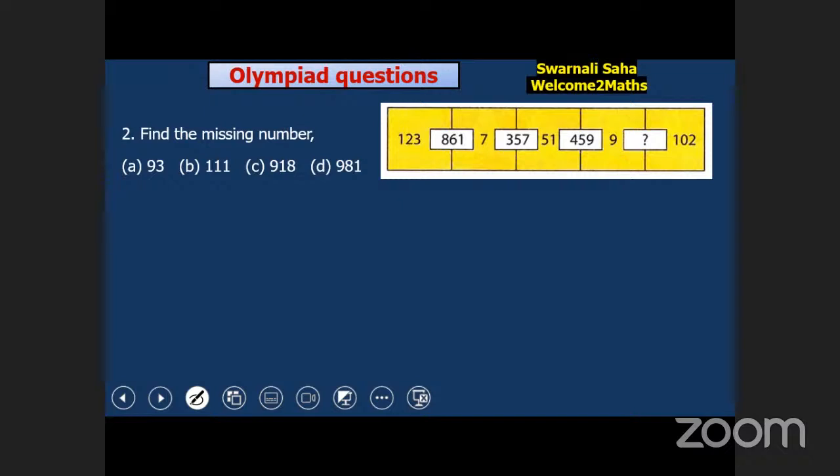Can you solve this question? You see, find the missing number. There are 4 options here: 93, 111, 918, 981, and there is a number series. Can you find out which would be the answer?